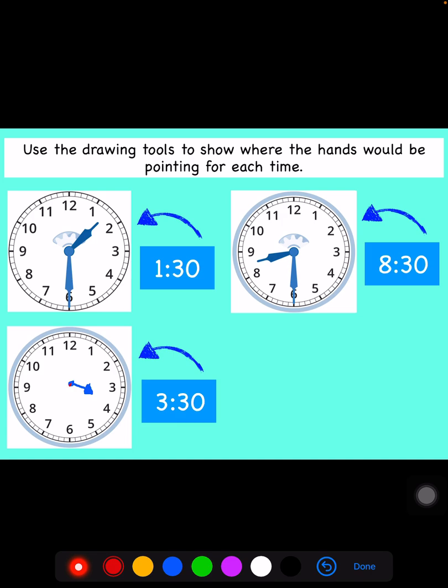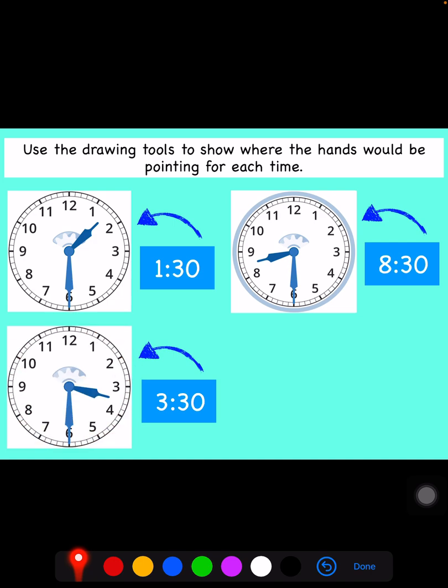If you said 6, you are correct. My minute hand should be pointing straight to the number 6. Okay, does this clock represent 3:30? Let's check. It does. The hour hand is right in the middle of 3 and 4, and my minute hand is pointing straight to the number 6 for 30 minutes.